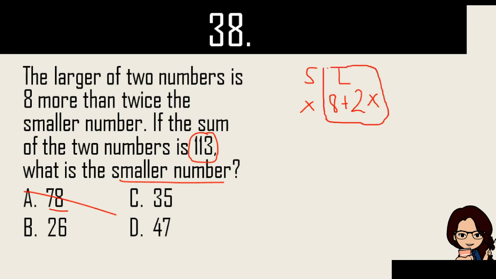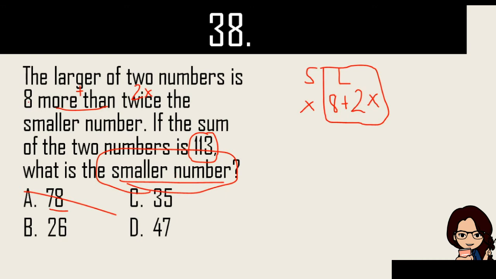Etong sistema na ito ng kung paano gumawa ng equations, it's fairly easy. All you have to do is to read and understand yung problem. Dito, 8 more than. Pag sinabing more than, plus yan. Twice is 2 times. And then the smaller number is the number that we are looking for. Again, pag algebra, kung ano yung nahanap, yun lagi ang nagiging x.